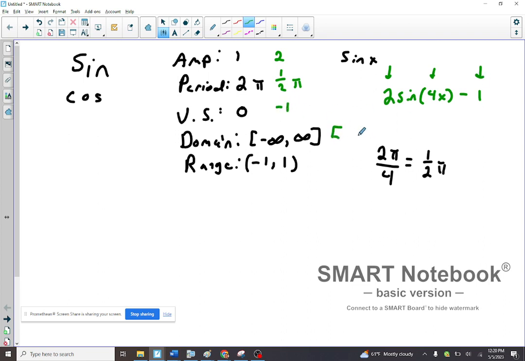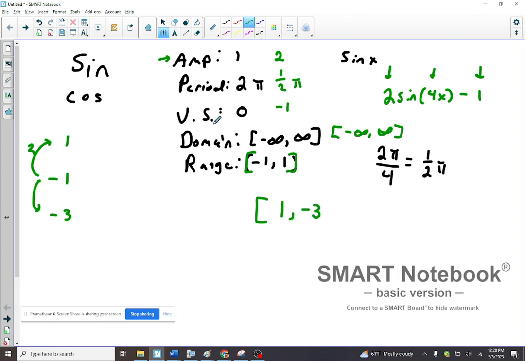The domain is going to be negative infinity to infinity. There's no way you could change that, no matter what I do. Your range, though, is a little weird. It should have been hard brackets, I apologize for that. You're going to shift down 1, but amplitude 2. So what does that mean? I start at -1, but since my amplitude is 2, I'm going to go 2 up from -1. So 1, and I'm going to go 2 down from -1. So that's -3.